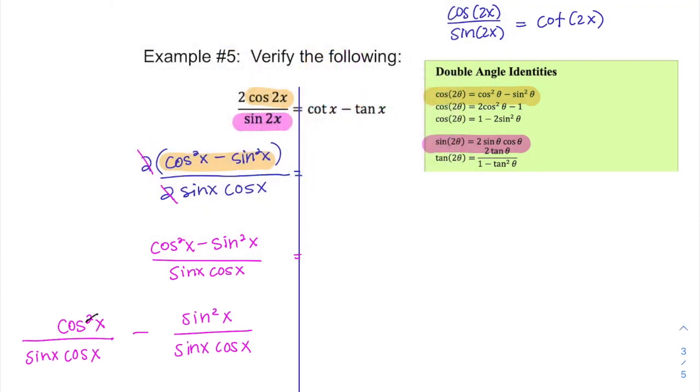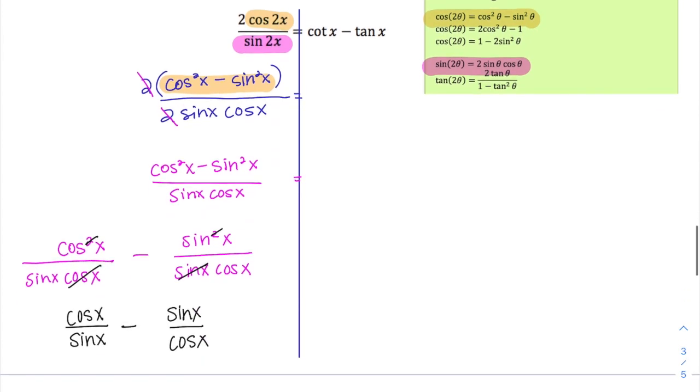Now the square on the cosine is going to cancel with the cosine on the bottom, and I'm going to be left with cosine x over sine x, minus, the square on the sine is going to cancel with the sine x, and I get sine x over cosine x. That's good, because I want this to be equal to cotan x minus tangent x, and it is. I ran out of room there, sorry. But by having cosine over sine minus sine over cosine, we get our answer of cotan minus tangent.